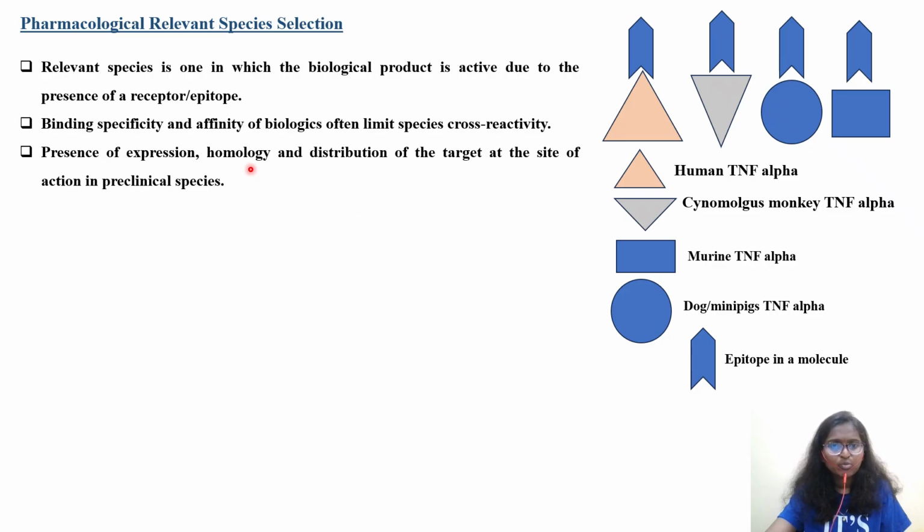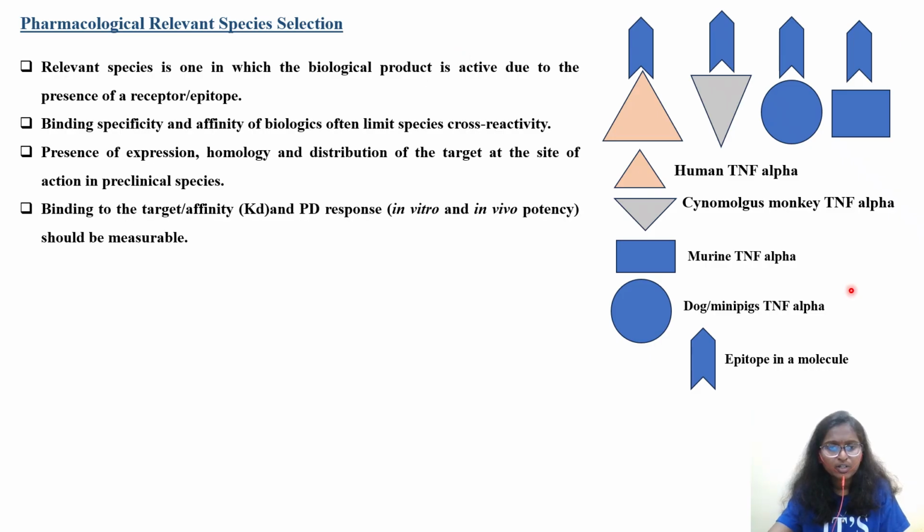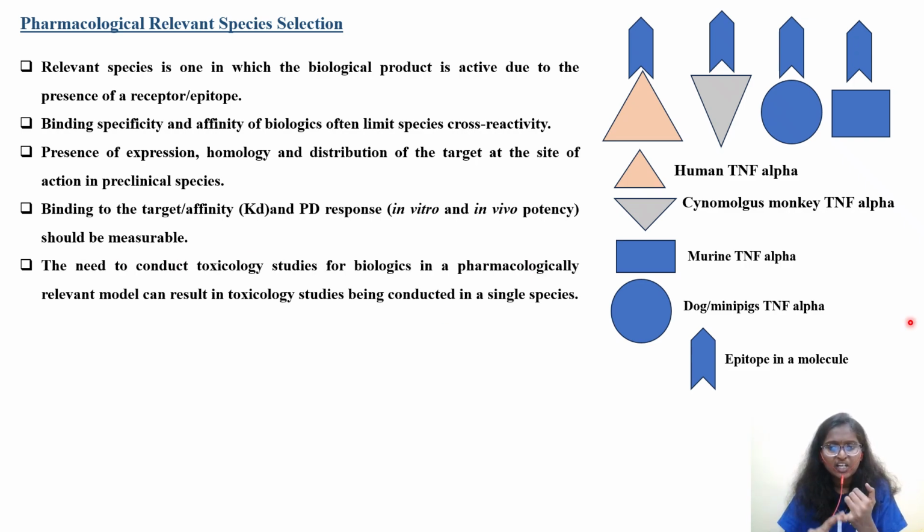Next is the presence, expression, homology and distribution of the target at the site of action in the preclinical species. Even if these epitopes are present, they have to be present in the particular part of the body. The site of action in the preclinical species is important, and distribution of the target is also very important. Then we have binding to the target or affinity, and PD, pharmacodynamic response, in vitro and in vivo potency. Whatever the in vitro results are, they have to translate to in vivo potency. It should be measurable. We should be able to measure the IC50, EC50, those parameters.